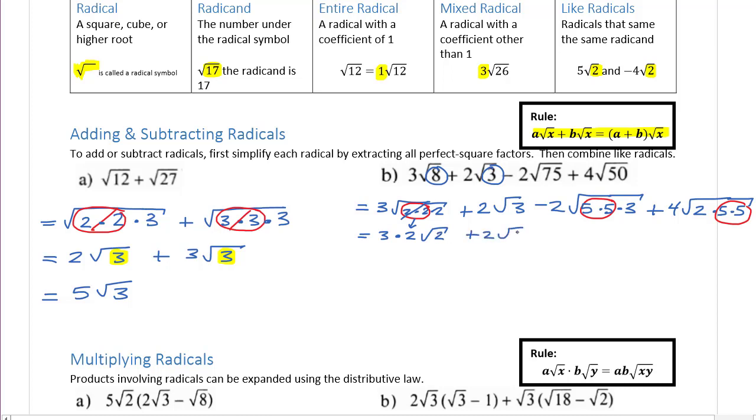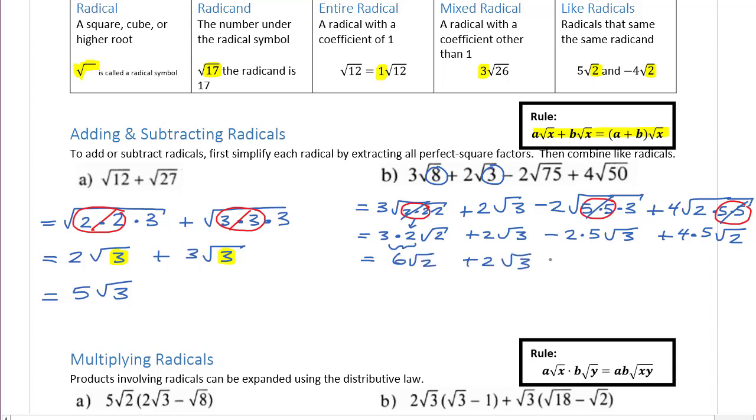This one can't be simplified, so we'll just leave them. This one, we got a pair of 5's. Let's take out a 5 and get rid of those 5's. All right, and finally, we got a pair of 5's here. Let's take that out. And we're left with square root 2. All right, let's simplify the numbers out front. 3 times 2 is 6.